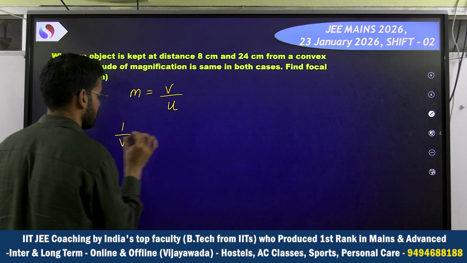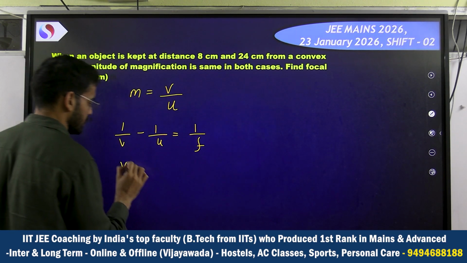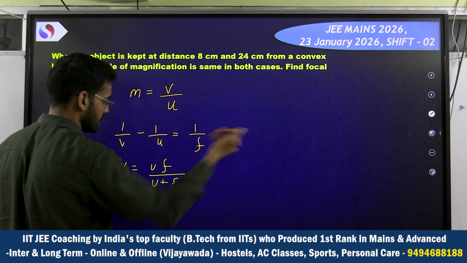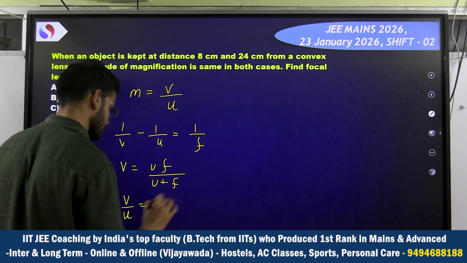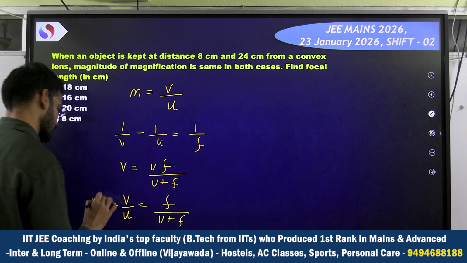Now you know 1 by v minus 1 by u is equal to 1 by f. So from here you can bring v is equal to uf upon u plus f. Send this to this side and take the LCM. Then v by u will come out as f upon u plus f. This is your magnification.